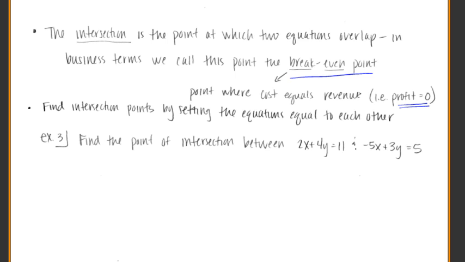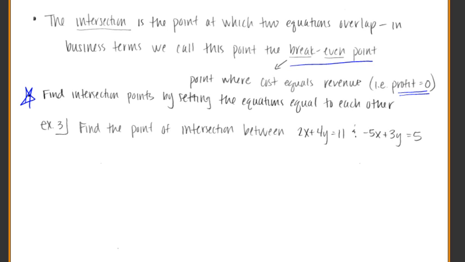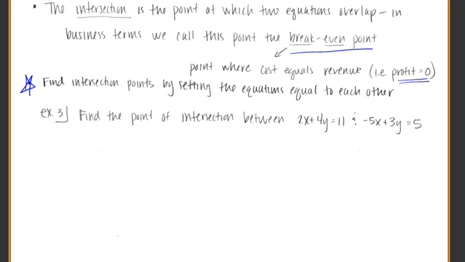And how we're going to go about finding this break-even point, there's a big key right here: you're going to set the equations equal to each other. Okay, so let's go to example number 3 so we can get an idea of what we're doing here. We want to find the point of intersection between 2x plus 4y equals 11 and negative 5x plus 3y equals 5. Okay, so we have two lines.